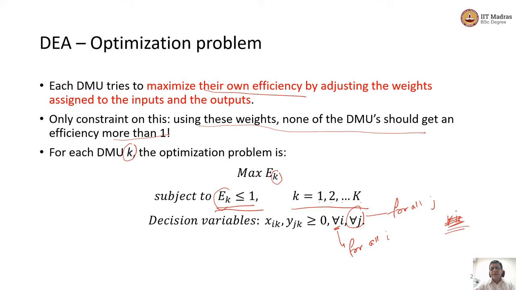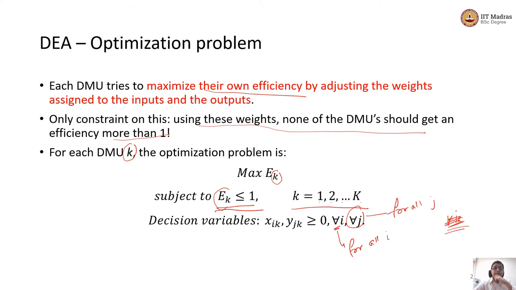Hear that again. Every DMU is interested in only choosing the weights for itself. It is not enforcing these weights on everybody else. Therefore, the decision variables are not weights for everybody else. Decision variables are what input weights and what output weights should I be using so that my efficiency gets maximized, but none of the efficiency values are more than one. That's the optimization problem. I hope the optimization problem is now clear to you.